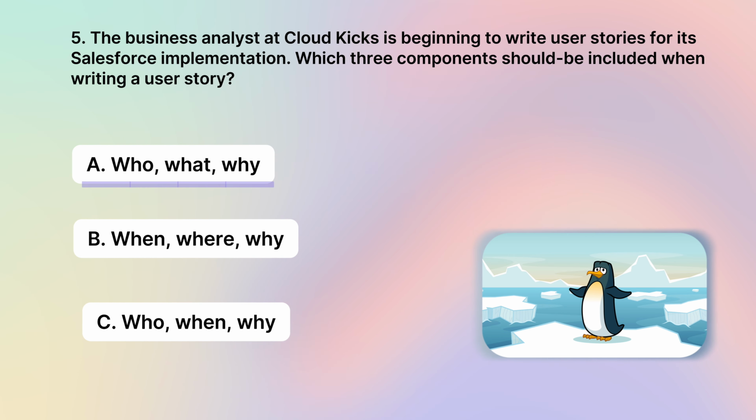A is the correct answer because according to Salesforce's documentation, a user story should include 3 components. Who is the user, what do they need to do, and why? This is commonly referred to as the 3 C's of user stories: card, who, conversation, what, and confirmation, why. Option B is incorrect because when and where are not as important as who, what, and why in a user story. Option C is also incorrect because when is not as important as who and why in a user story.